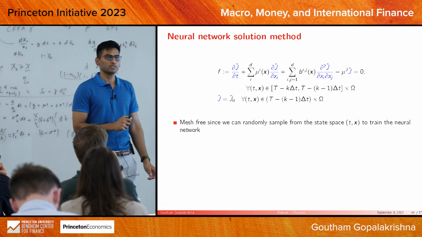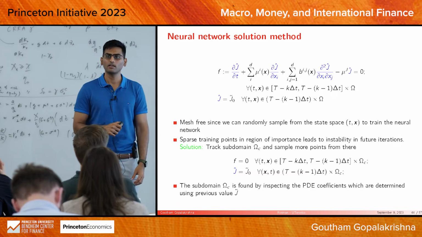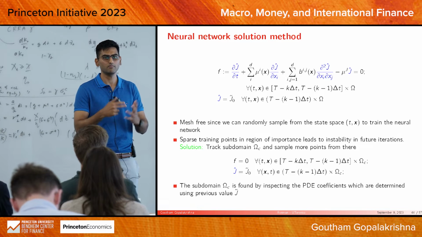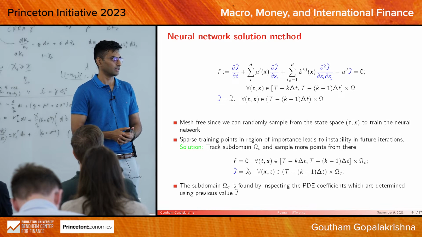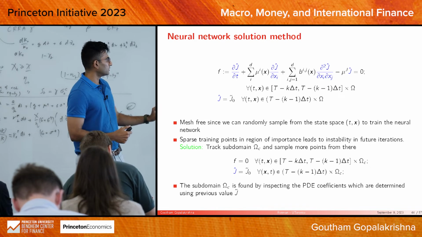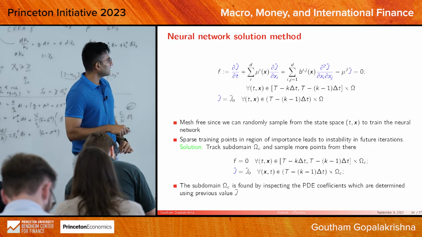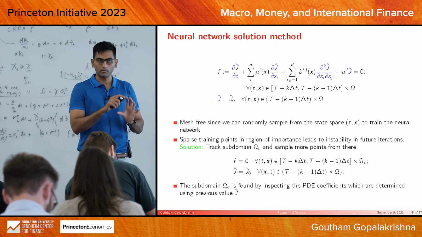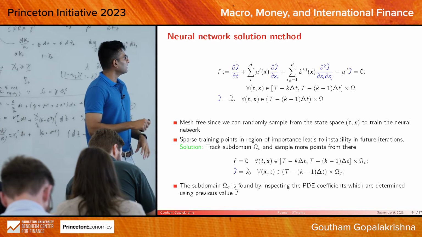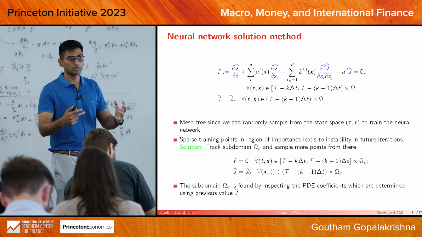But that comes with a cost. In high dimensions, what if you don't sample from important regions? What if you always sample from regions that are unimportant to the economics of the problem? That's where active learning helps, which is the core part of this paper. What the algorithm does is it tracks the subdomain omega c, a subdomain in omega, which is the state space. It tracks that actively from one iteration to the next and samples more points from there.